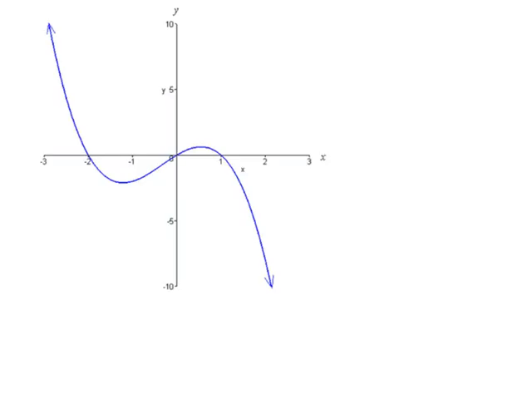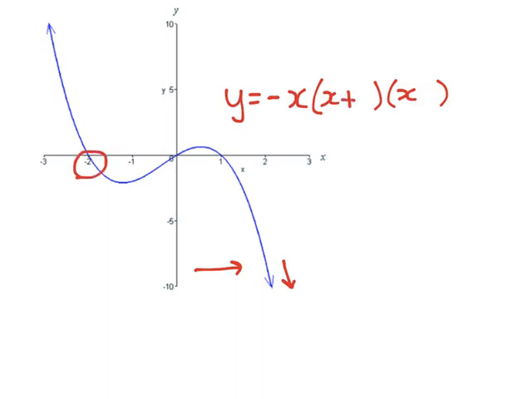This one here is a negative cubic because, as you can see, as you go along this way, it's going down. And using the clues, we can see that the minus 2 would be plus 2, the plus 1 would be minus 1. This goes through 0, so there's no number with this x.